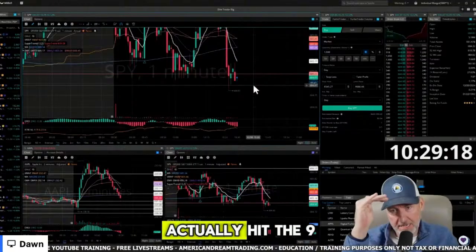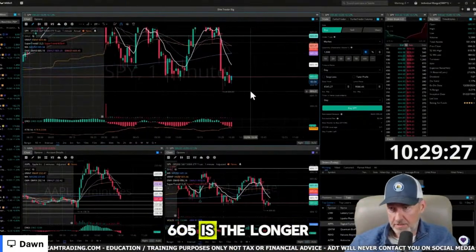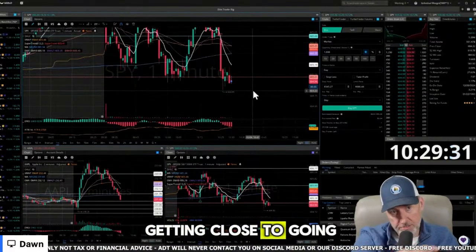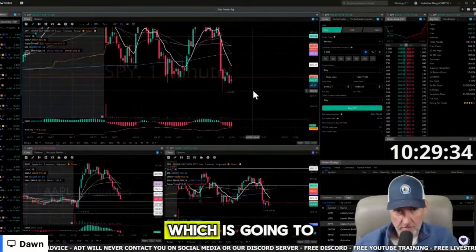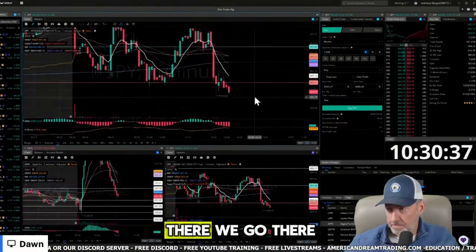So you see what it did? It popped up. It actually hit the 9. It pulled back. We're right back down here again. The 605 is the longer it lingers, the more it's going to want to pop. And we're getting close to going from green to red, which is going to be another level of support. There's not a ton of room down here.